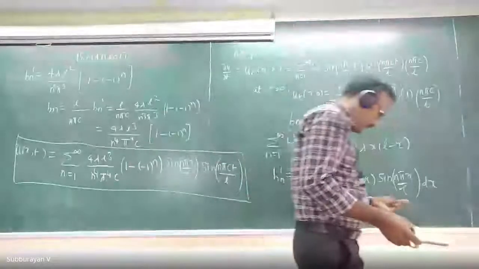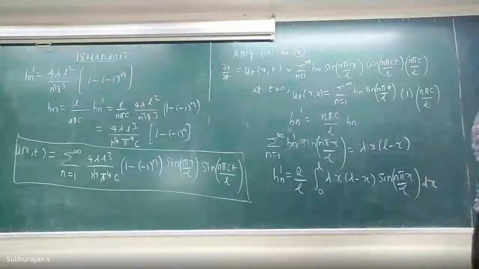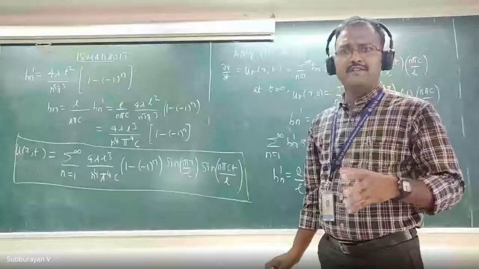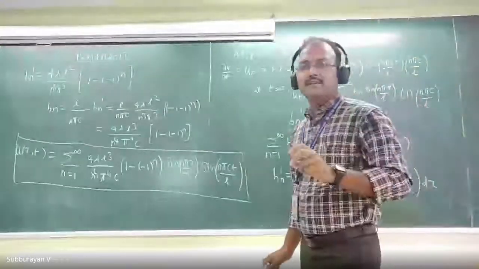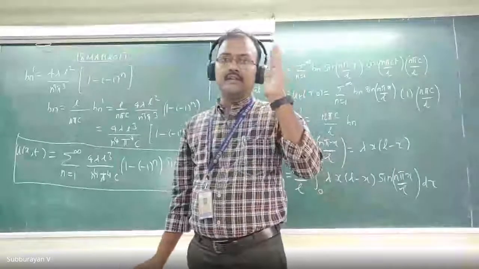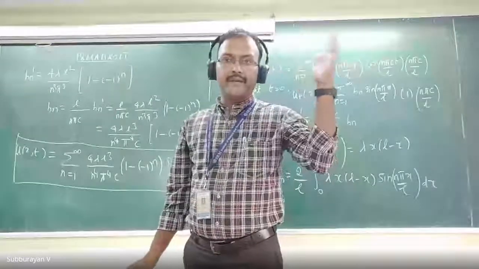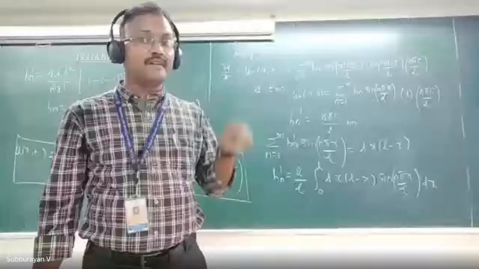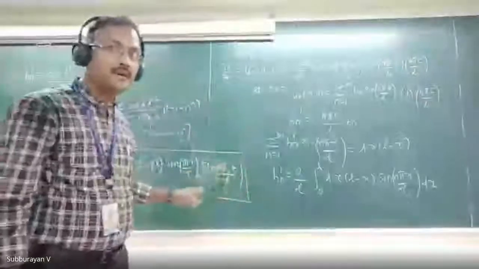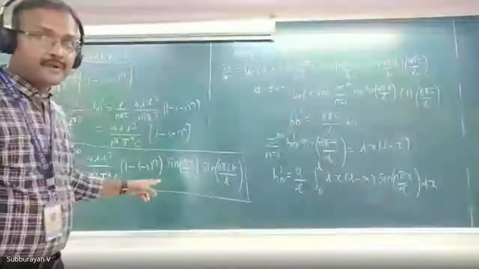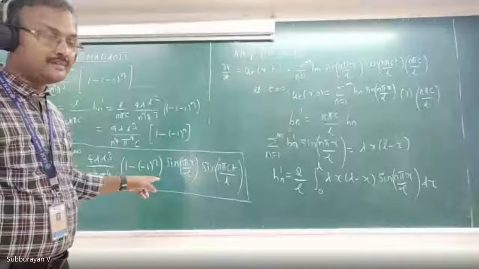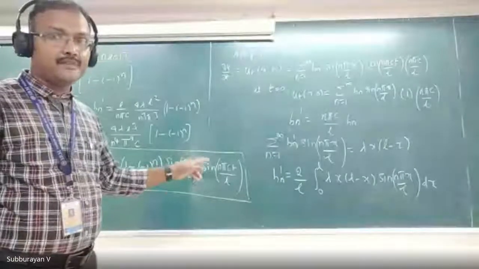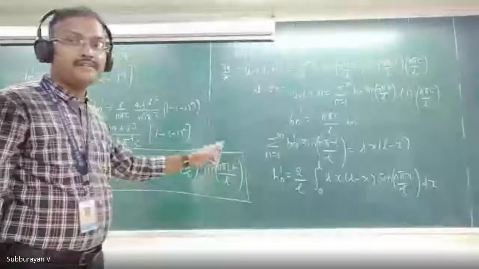A small observation: for the zero velocity problem, the final series solution is in a combination of sin(n pi x by L) into cos(n pi ct divided by L), whereas for the non-zero velocity problem, the solution is in terms of sin(n pi x by L) into sin(n pi ct divided by L).